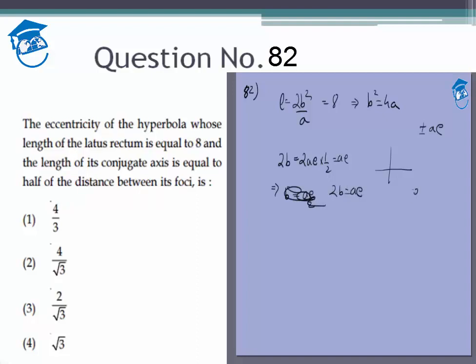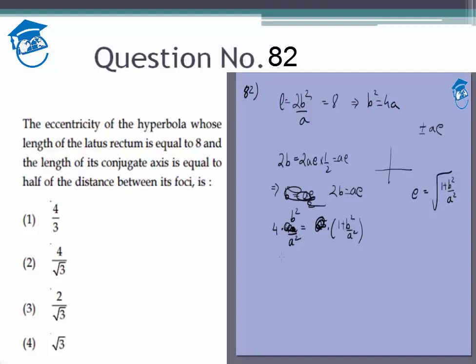And we also know that e is equal to root of 1 plus b squared by a squared. So we can square this. What we get is 4 times b squared, and b squared can be written as 4a. So 4 times 4a is equal to a squared times e squared. Actually, it will be easier to solve in terms of e. So instead of this, we'll just write it as b squared by a squared, and we'll write that as e squared minus 1.